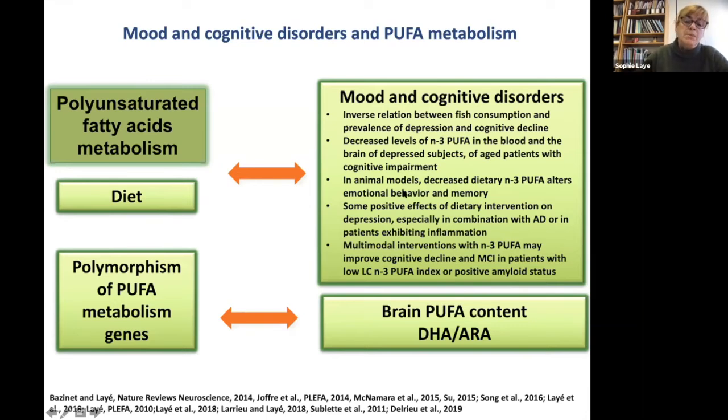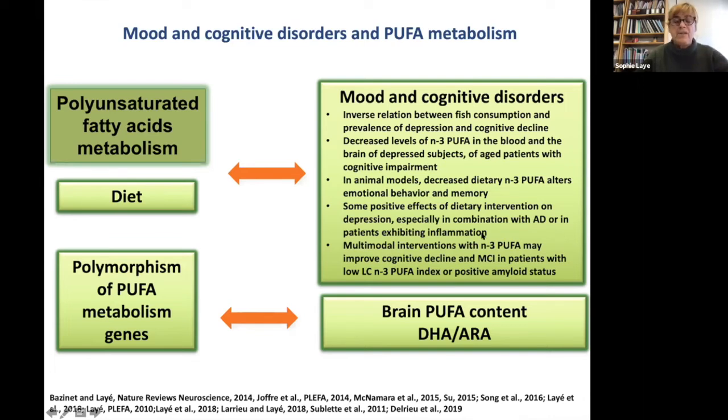And of course, there are many animal models showing that decreased dietary intake of omega-3 alters the level of omega-3 in the brain and increases emotional behavior impairment and memory impairment. What is quite interesting is that there are also many trials trying to give back this omega-3 to patients suffering from depression. Actually the results were not really good, except in very specific types of subjects, in particular depressed patients exhibiting inflammation.